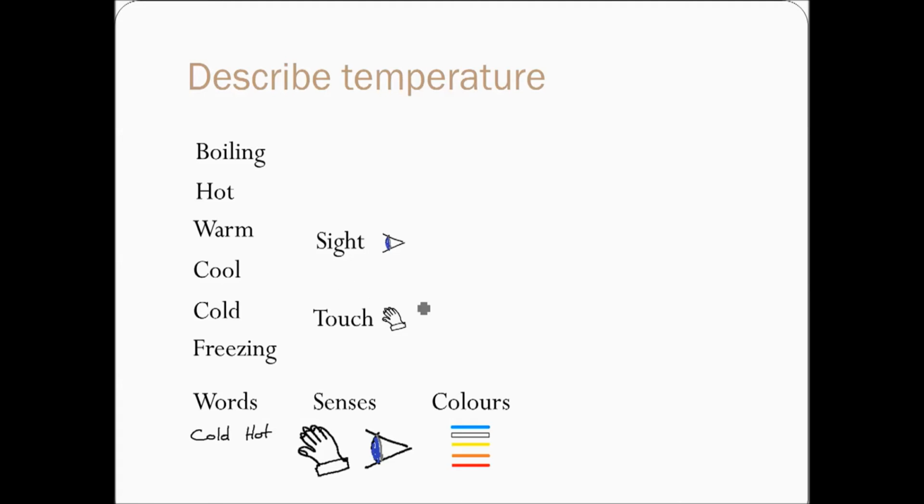With sight, we can use colors. Now these colors, often when we think of colors, to describe something cold and freezing, even cool, we'd probably use the color blue, and something warm, hot, or boiling, we would use red.